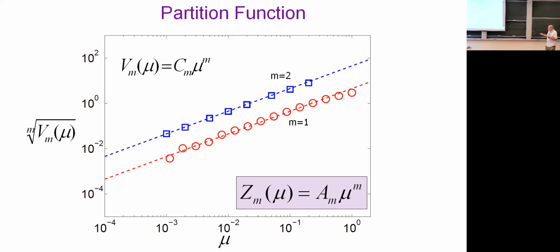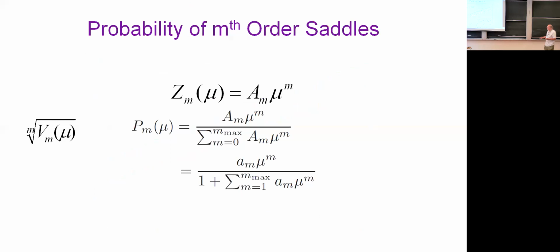But these are nice lines on a log-log plot, and when we put the square root here, this becomes a line. So this tells us that this idea that it can be just expanded in mu is perfectly good. So now we want to find the probabilities.